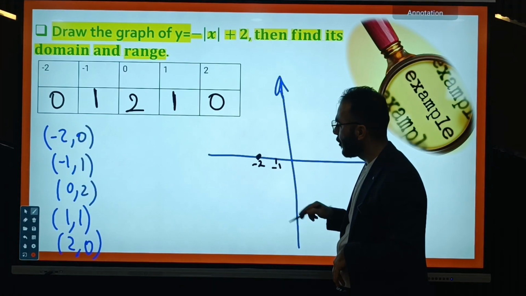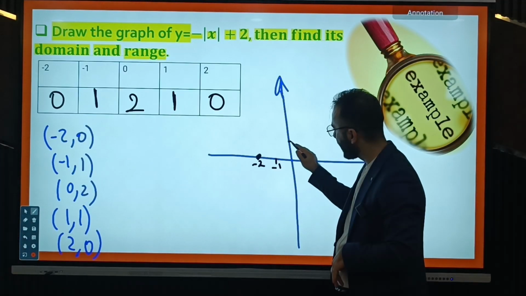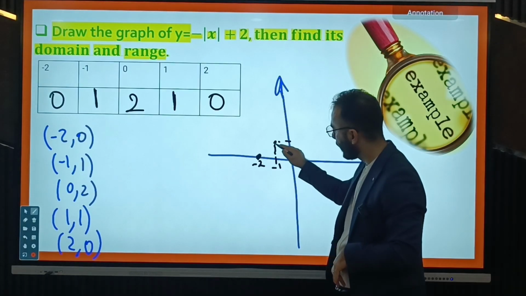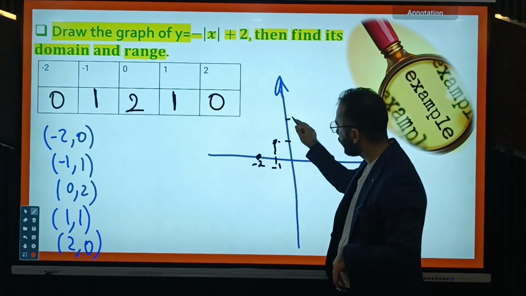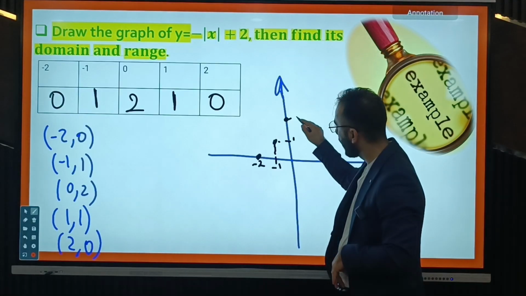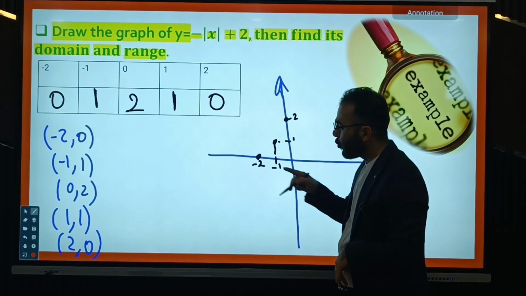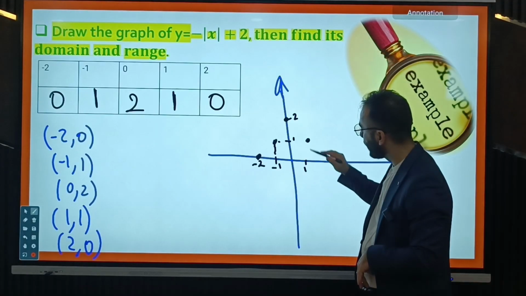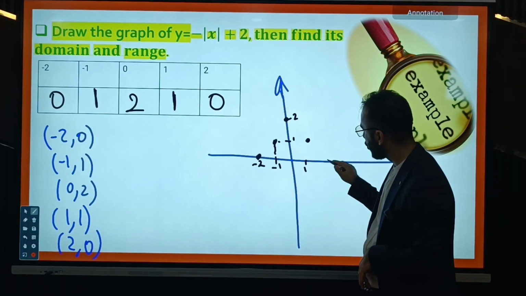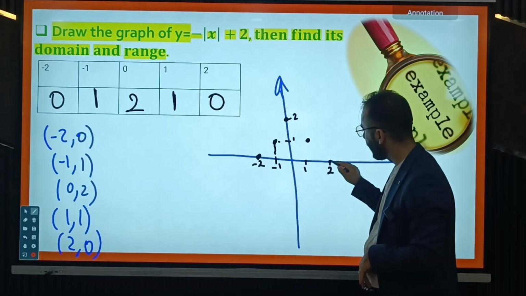How about negative 1 and 1? So negative 1 is here, and 1, let's say, is over here. How about 0 and 2? 0 and 2, exactly here. This is 1, this is 2. 1 and 1: 1 is here and 1 is here. So here. 2 and 0, exactly here.